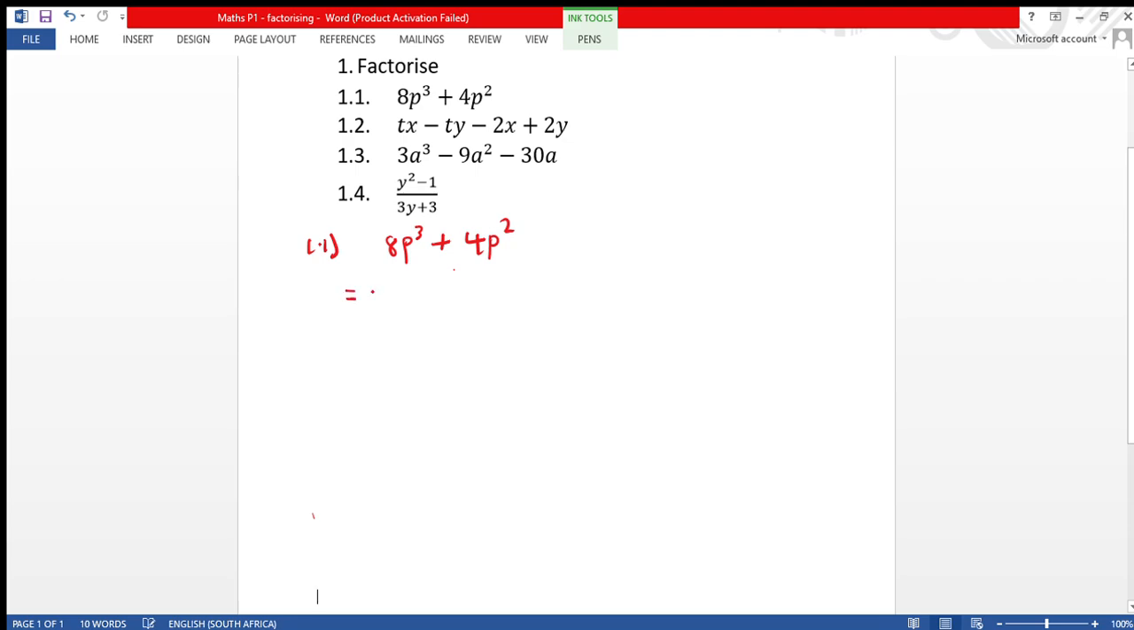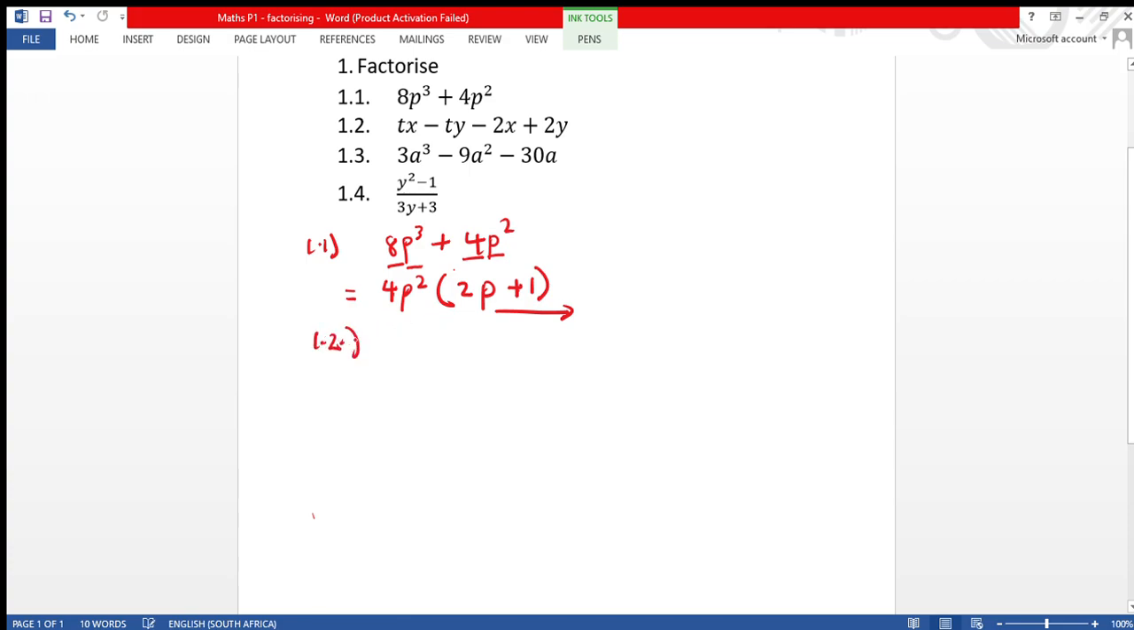So the way you factorize it, these two you need to take out the common factor. Between 8 and 4, 4 is common. Between p cubed and p squared, p squared is common. So 4p squared is going to be our common factor. The rule is you need to divide both terms by the common factor. So dividing the first term by 4p squared, you're going to be left with 2p, and then dividing the final term by the common factor, you're going to be left with 1. So this is how you factorize the first question.